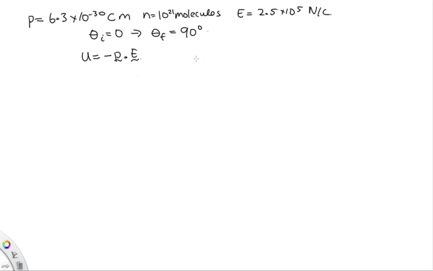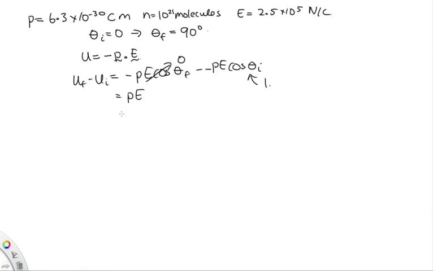Okay, so UF minus UI, which is the work done, is just minus PE cos theta final minus PE cos theta initial, just substituting into this equation here. We have that theta final is equal to 90 degrees. So cos of 90 is 0, so this term is 0, and this cos theta initial is 1. This should be a minus minus, so we end up with this as a plus, so this is equal to PE.